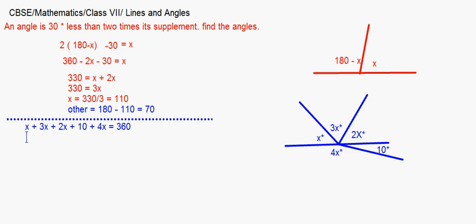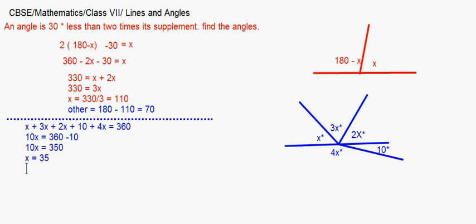Right? Yeah, it is giving me 10x. Oh, sorry, 10x. Now if I carry 10 to the other side, it will be 360 minus 10. That will give us 10x is equal to 350. So x will be equal to 350 by 10, that is equal to 35.